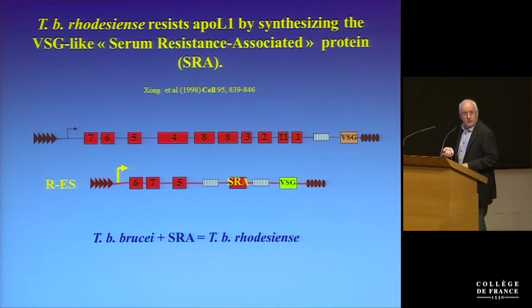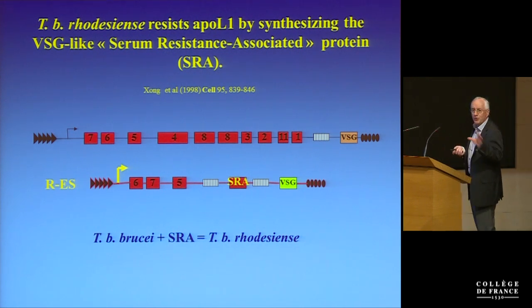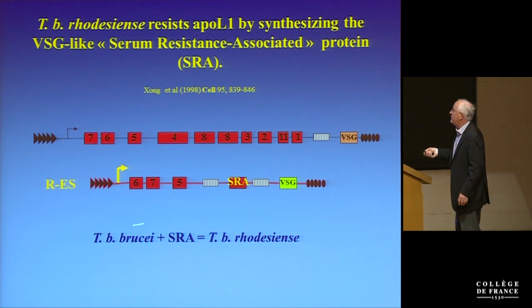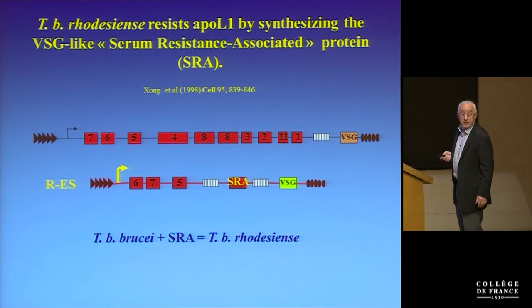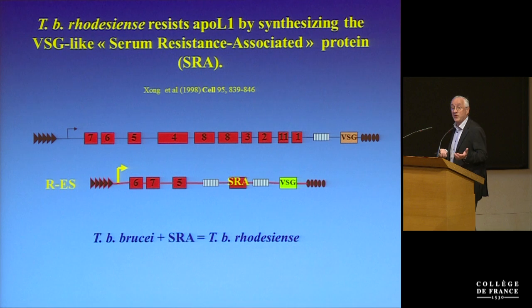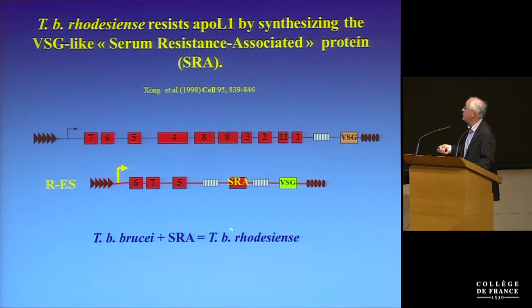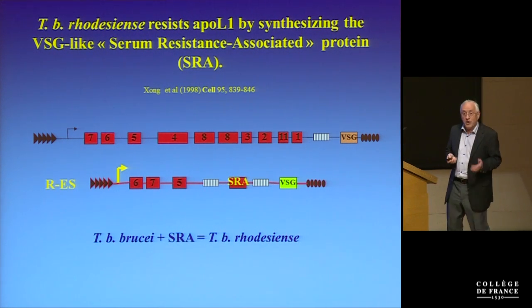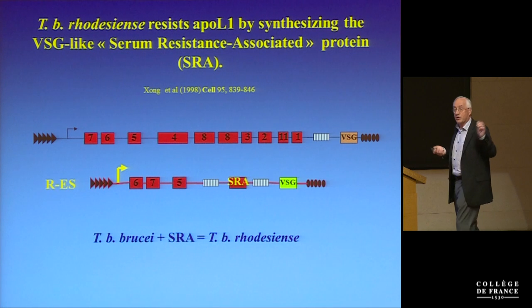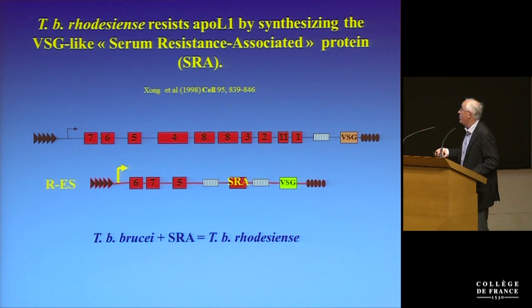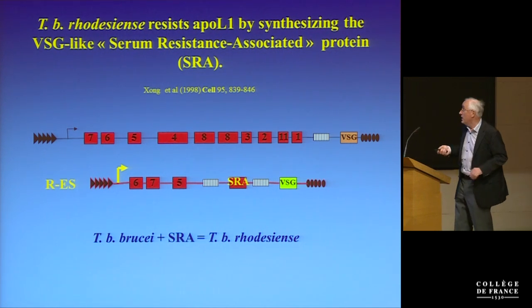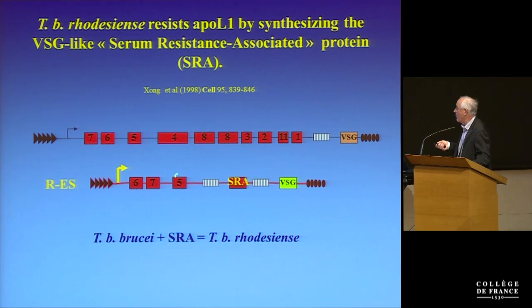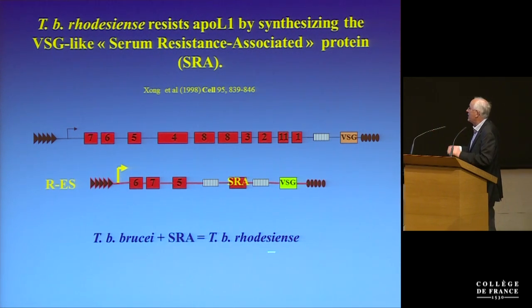And the experiment that led us to understand this was absolutely simple and straightforward. We took T.b. brucei, the prototype of African trypanosome, which, as I said, is fully sensitive to human serum, and we just introduced SRA into this parasite. Doing so, we reproduced what was done by Mother Nature long before us, which is transforming a non-pathogenic parasite into T.b. rhodesiense. As far as we know, it's correct to say that T.b. rhodesiense is nothing else than SRA-expressing T.b. brucei.